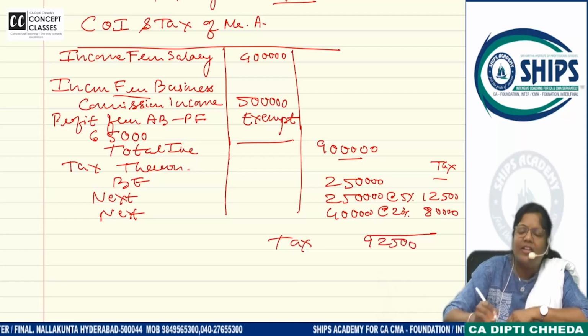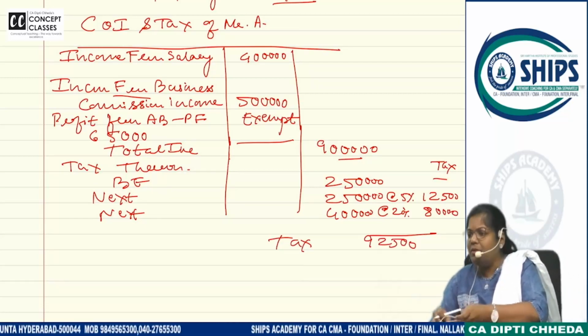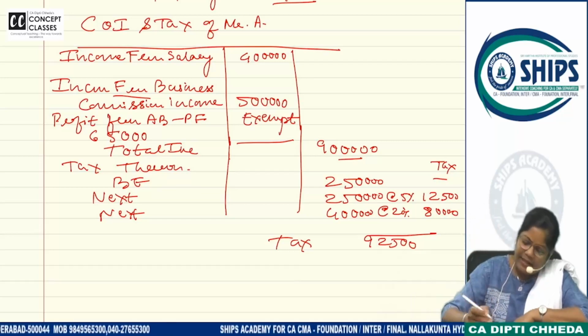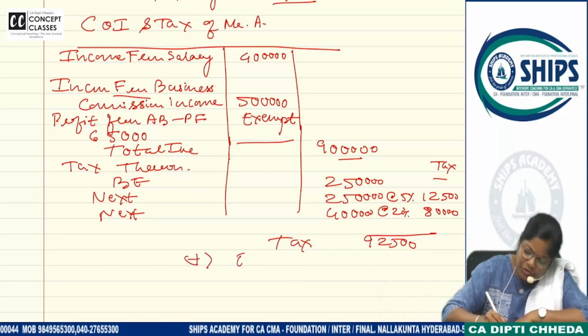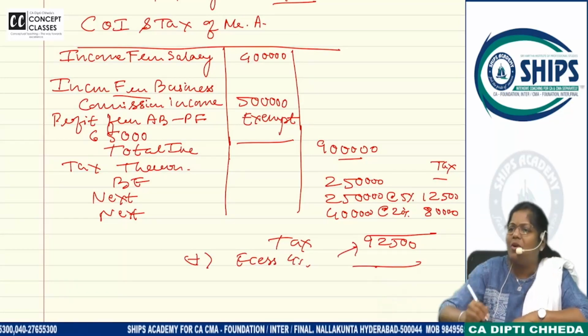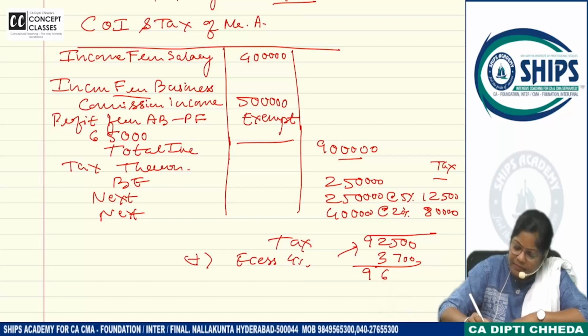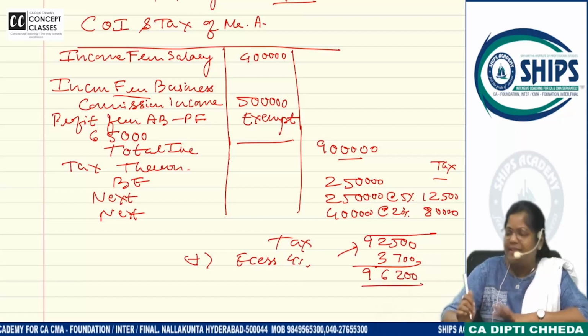90 to 500. Shall I take surcharge? Quick. Surcharge लूं? ना ले? ठीक है. So directly then we should have ECESS at the rate of 4%. That comes to how much? 3,700. Total कितना आ रहा है? 96,200.